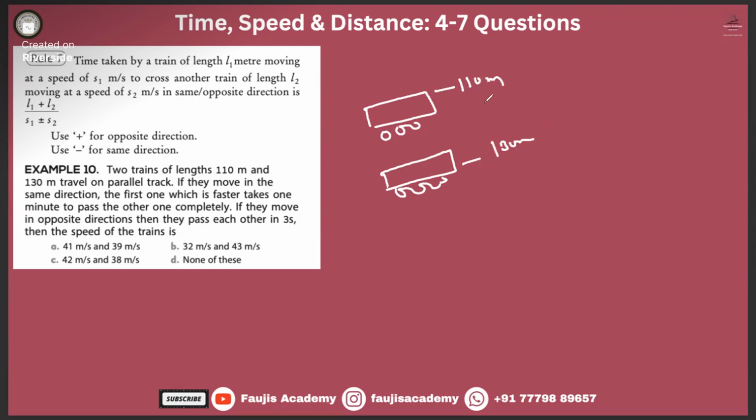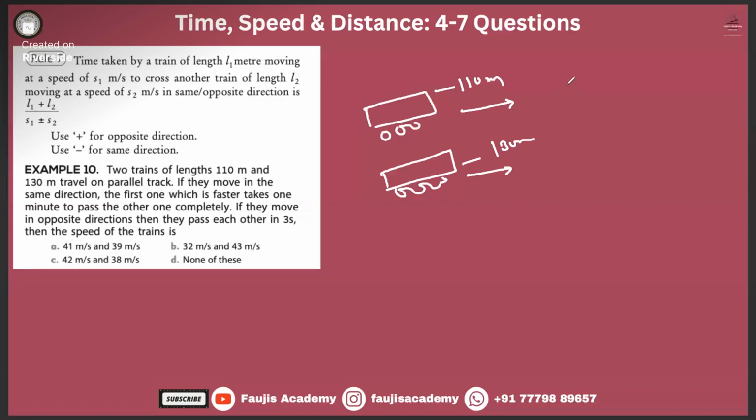If they move in the same direction, this direction, the first one, which is faster, takes 1 minute to pass the other one completely. The faster one, let's say any one of these is the faster one, takes 1 minute to pass the other one completely. If they move in the opposite direction, then they pass each other in 3 seconds. Then the speed of the train is... Time taken by a train of length L1 meter moving at the speed of S1 meter per second. They have given the options.